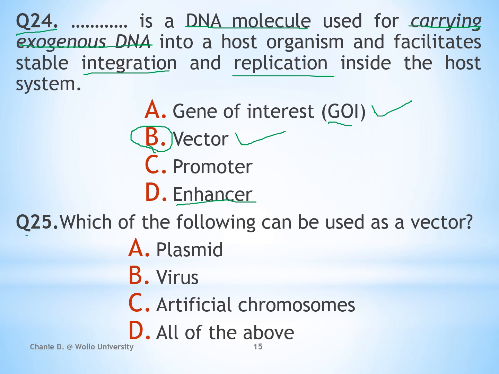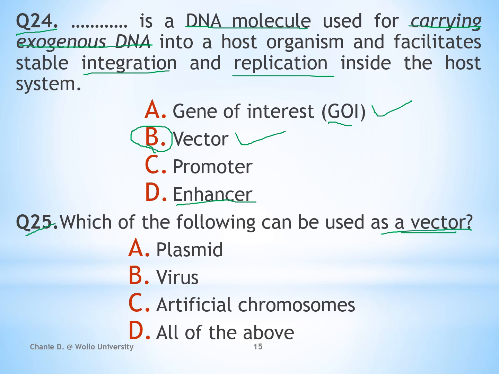Question number 25. Which of the following can be used as a vector? Which one of the following is a vector? In this question, the keyword is vector. Which one is a vector? Vector is a keyword. So, vector is the DNA sequence that carries the gene of interest into the cloning host.